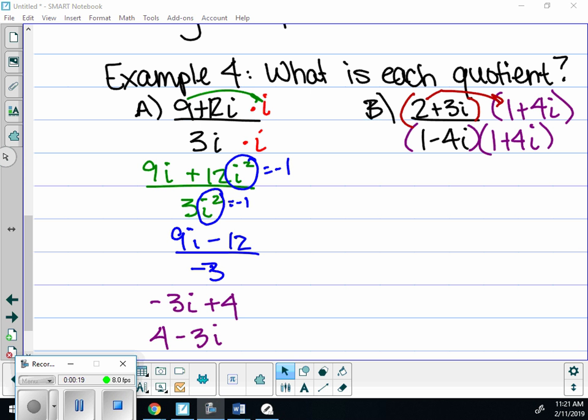So 2 times 1, 2 times 4i, 3i times 1, and 3i times 4i will give us 12i squared.